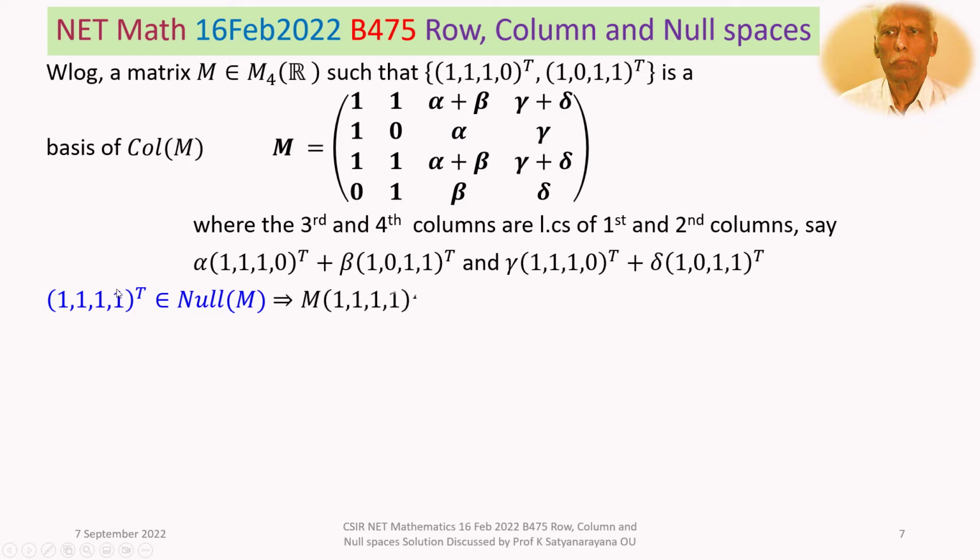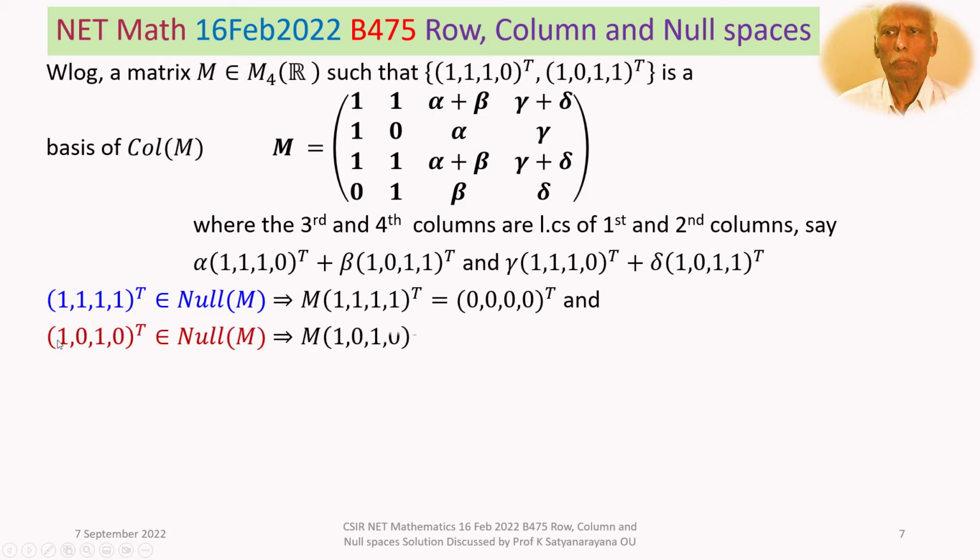Now it is given that the column vector (1 1 1 1)ᵀ belongs to the null space of M. Therefore, M times that column vector is equal to the zero column vector. It is also given that the column vector (1 0 1 0)ᵀ belongs to the null space of M. That means M multiplied by the column vector (1 0 1 0) is equal to the zero column vector. Right? Let's write down these things.